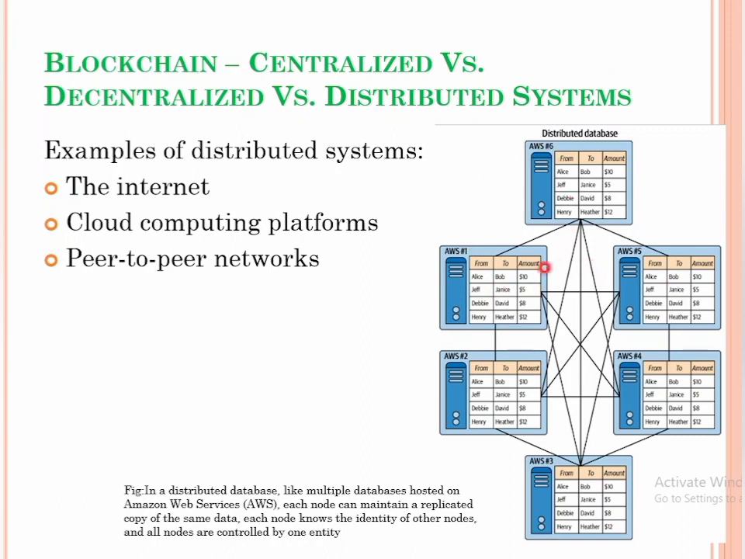Each node can maintain a replicated copy of the same data. Each node knows the ID of other nodes, and all nodes are controlled by one entity. So here the difference is we can know the identity of the particular node, whereas in the decentralized system we don't know the ID of the other nodes. Every node will be maintained by an anonymous user in the decentralized system, but here the IDs of all the nodes are known, and all the nodes are controlled by one entity. Okay, so this is about the distributed systems.